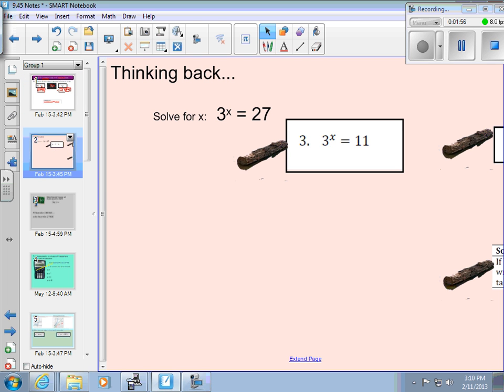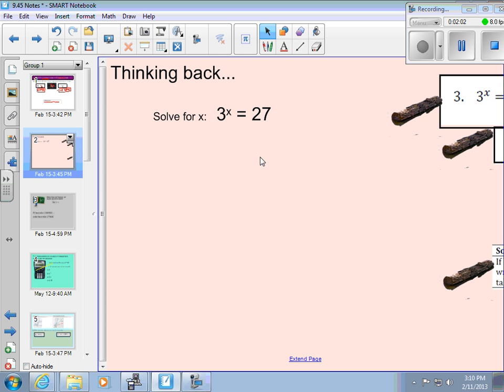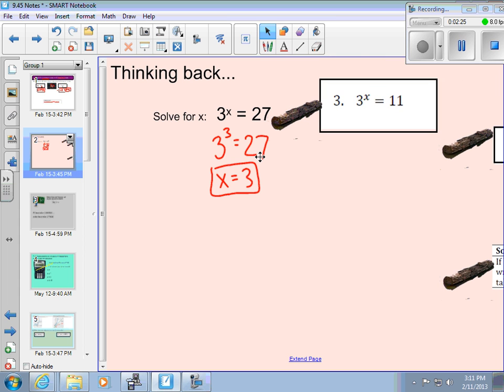All right, let's think back a little bit now. We've done some problems where we've had 3 to some exponent equals another number, and we've always been able to solve those. They've been set up pretty nice for you. Like on this one, we know 3 to what power equals 27? 3 to the third power equals 27. So here we know x equals 3, and we've been able to solve it because it's been kind of nicely set up for us. Well, let's look at number 3 on your worksheet.